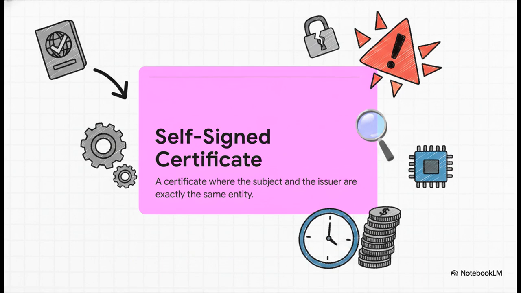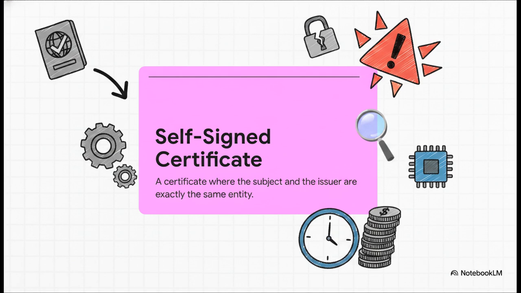Now, let's pivot slightly. What if you just don't want to deal with a public CA at all? What if you're just building an internal microservice, or you're just testing stuff locally on your laptop, and you want to save the time and money? This is where developers often turn to self-signed certificates. By definition, a self-signed certificate is one where the subject, meaning the person owning it, and the issuer, meaning the person signing it, are exactly the same entity. You are essentially signing and stamping your own digital passport.